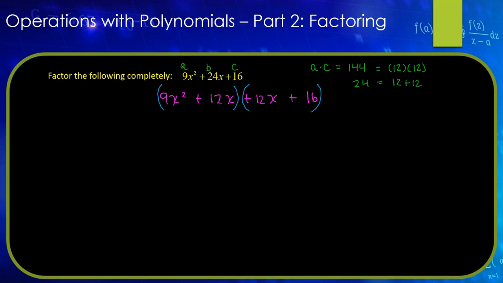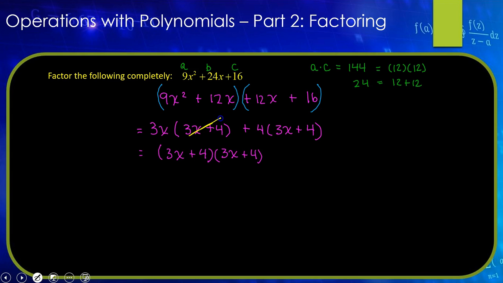I group these in twos. The first group of two, I can factor out a 3x, which gives me 3x plus 4. The second group, I can factor out a positive 4, which gives me another 4 times 3x plus 4. And now both of these groups have a 3x plus 4 being multiplied in it. So when I do that, and again, these would cancel, I'm left with 3x plus 4. So when I factor out the 3x plus 4, I'm left with another 3x plus 4. And since I have something multiplied by itself, I would just write that as 3x plus 4 quantity squared.